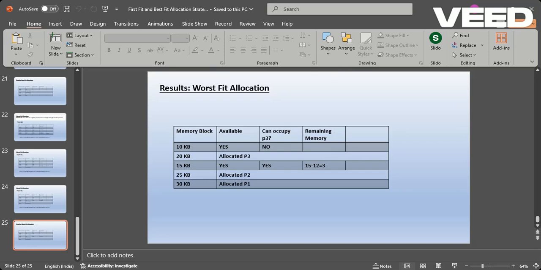Okay, hope you understood. This is another example for the first fit, best fit, and worst fit memory allocation strategy.